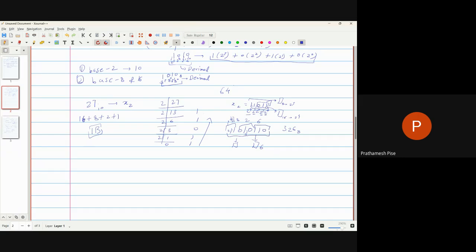This is 13. So this is D. So it is D6 in 16. So this is also very simple. The only, I guess, computationally harder part is if you have to convert from base 16 to base 18, right?